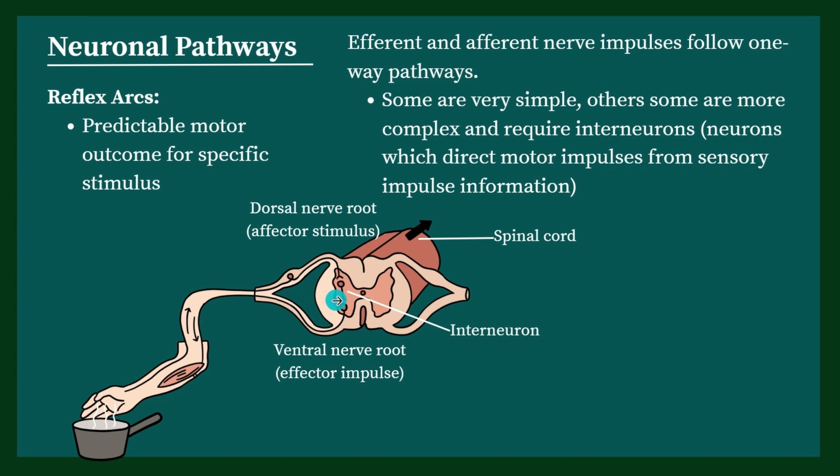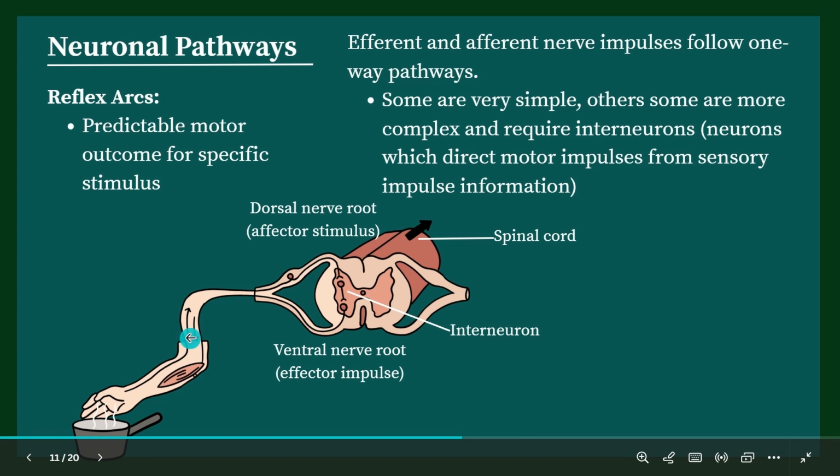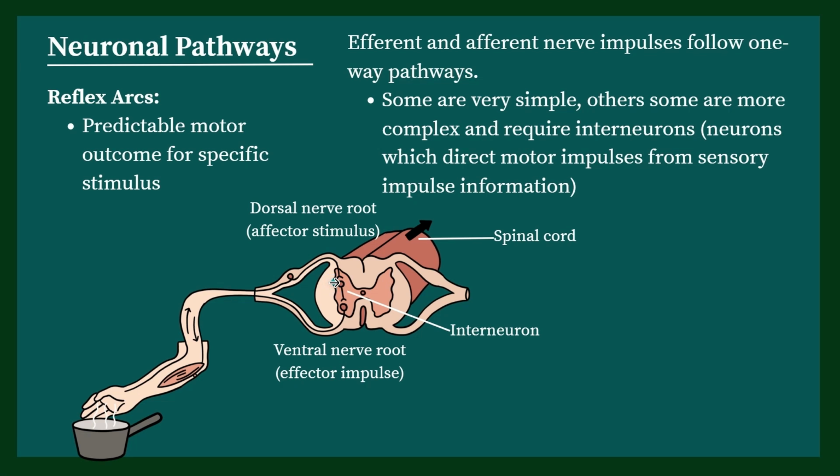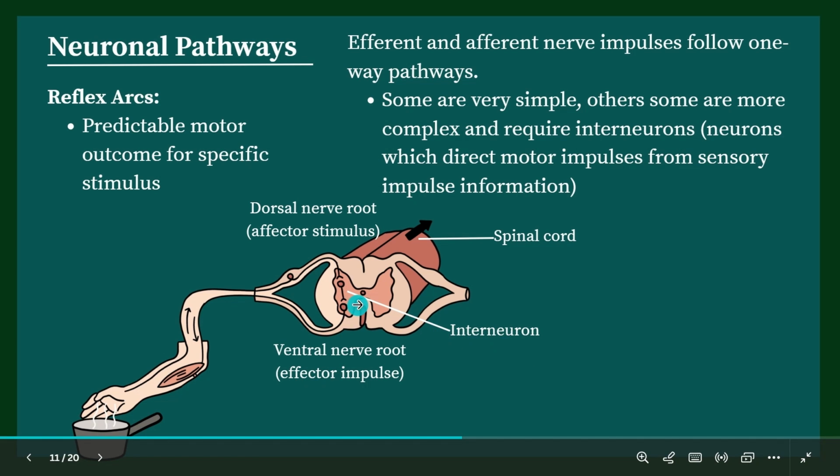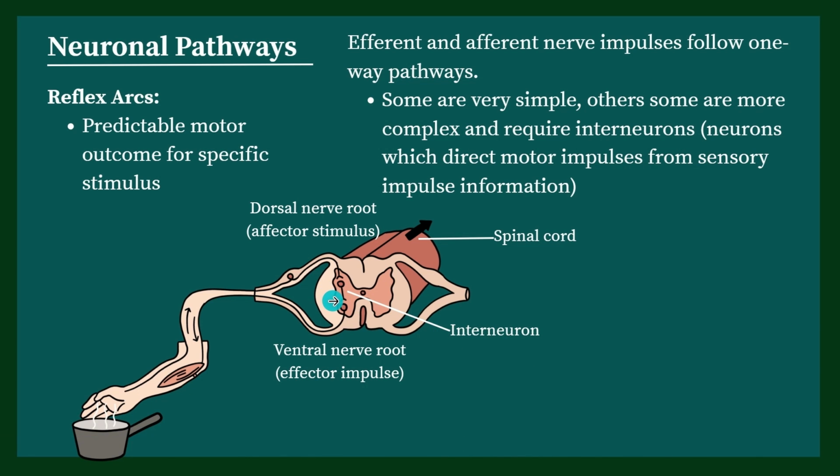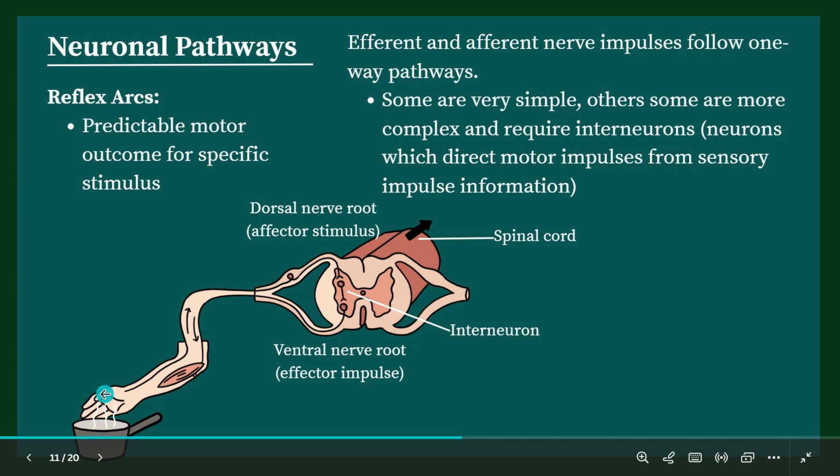In the gray matter of the spinal cord is where the interneurons live. The information, oh, that's a hot pot, comes up into the dorsal nerve root of the spinal cord. And then there is a synapse that hits that interneuron. The interneuron makes a decision. A synapse gives an order to the motor neuron, which goes out and says, move that freaking hand.